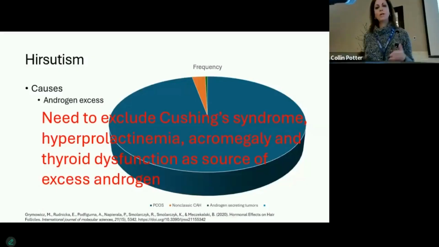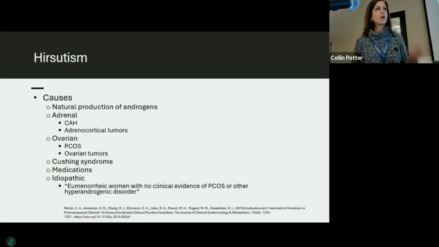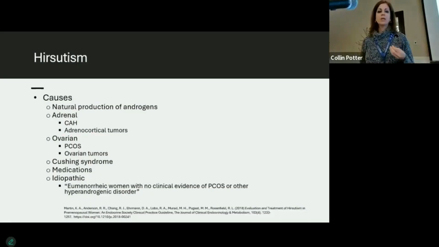Like I said, we have to take in the whole picture of the patient, but Cushing's syndrome, hyperprolactinemia, acromegaly, and thyroid dysfunction. Each of those is its own topic amongst themselves, but these are things that are kind of running through the back of the brain with hirsutism. So the cause could be just the natural production of androgens. It could be from the adrenals in the form of congenital adrenal hyperplasia or tumor, the ovary in the form of PCOS or ovarian tumors, as I said, Cushing's syndrome, medications.